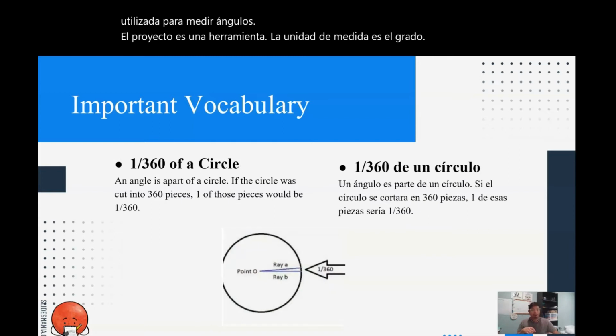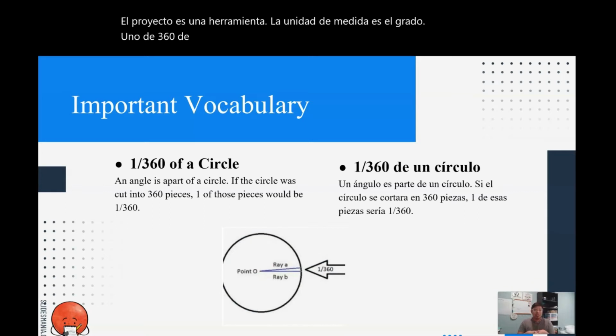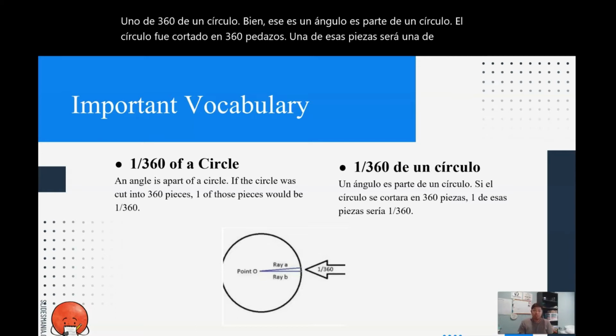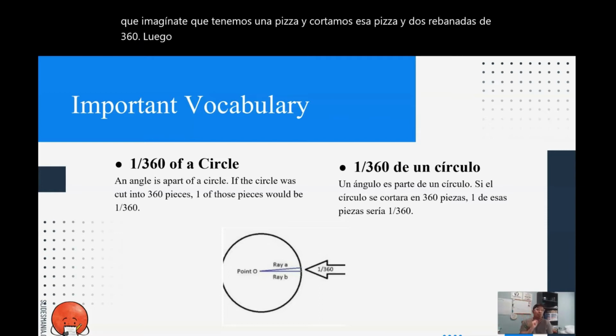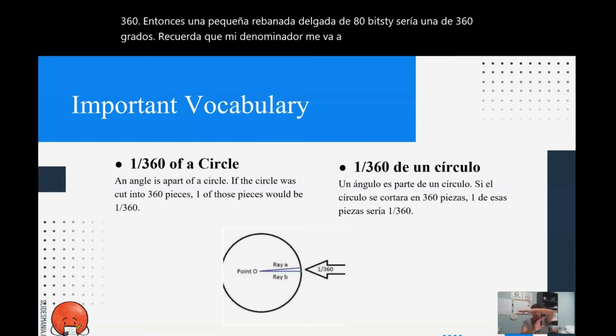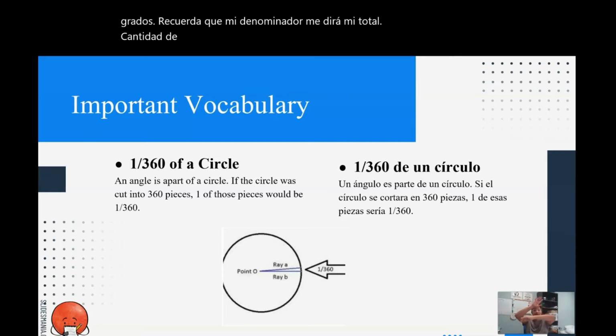1 out of 360 of a circle. Okay, that's an angle is part of a circle. If the circle was cut into 360 pieces, one of those pieces would be 1 out of 360. So just imagine we have a pizza and we slice up that pizza into 360 slices, then one thin small itty bitty slice would be 1 out of 360 degrees. Remember, my denominator is going to tell me my total amount of parts, and my numerator is going to tell me the shaded parts, which in this case would be the one slice that I take out.